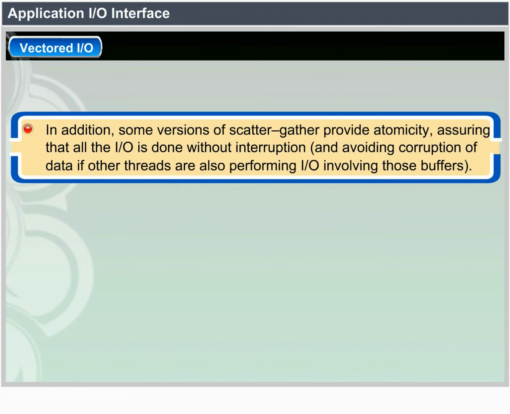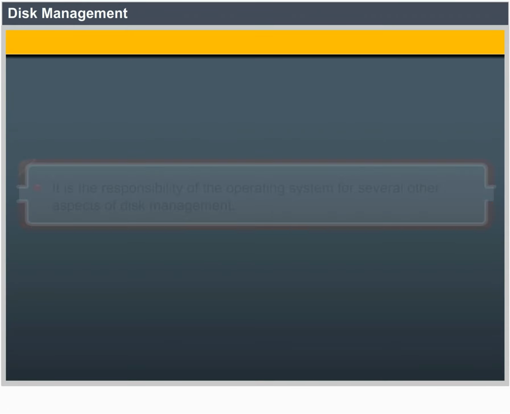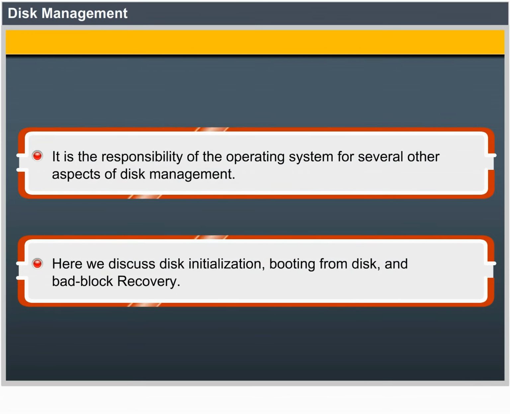In addition, some versions of scatter-gather provide atomicity, assuring that all the input-output is done without interruption, and avoiding corruption of data if other threads are also performing input-output involving those buffers. When possible, programmers make use of scatter-gather input-output features to increase throughput and decrease system overhead. Disk management. The operating system is responsible for several other aspects of disk management too. Here we discuss disk initialization, booting from disk, and bad block recovery.